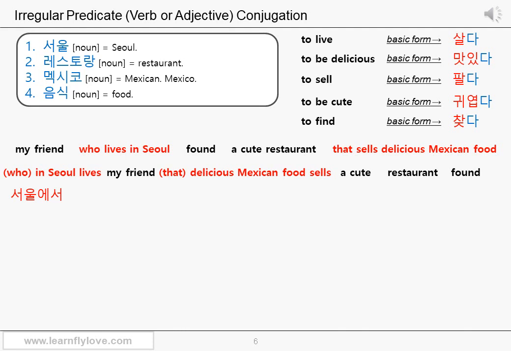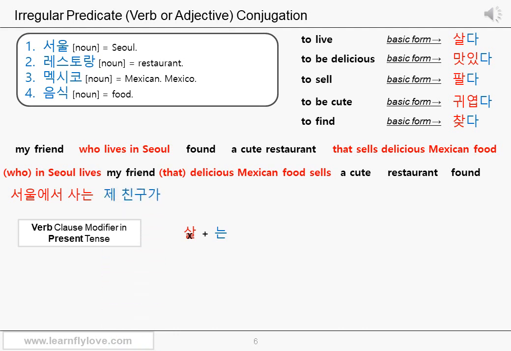So, 서울에서 lives. The basic form of the verb live is 살다. The stem is 살. In order to turn it into the form that you can use in the verb clause modifier in the present simple tense, you need to add 는 sound to the stem according to the basic rule. But when the stem has L consonant as a final and it combines with 는 sound, the final L consonant disappears. So it becomes 사는, instead of 살는. 서울에서 사는. Who lives in Seoul? 서울에서 사는.